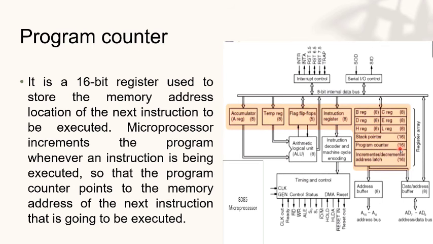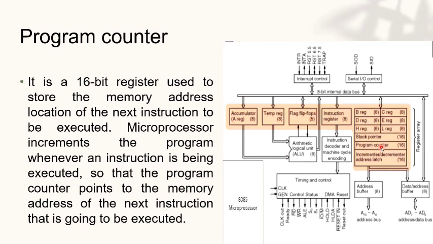One is stack pointer and program counter and increment decrement address latch. Okay. Now we are seeing program counter. It is a 16-bit register. Use it to store the memory address location of the next instruction to be executed.